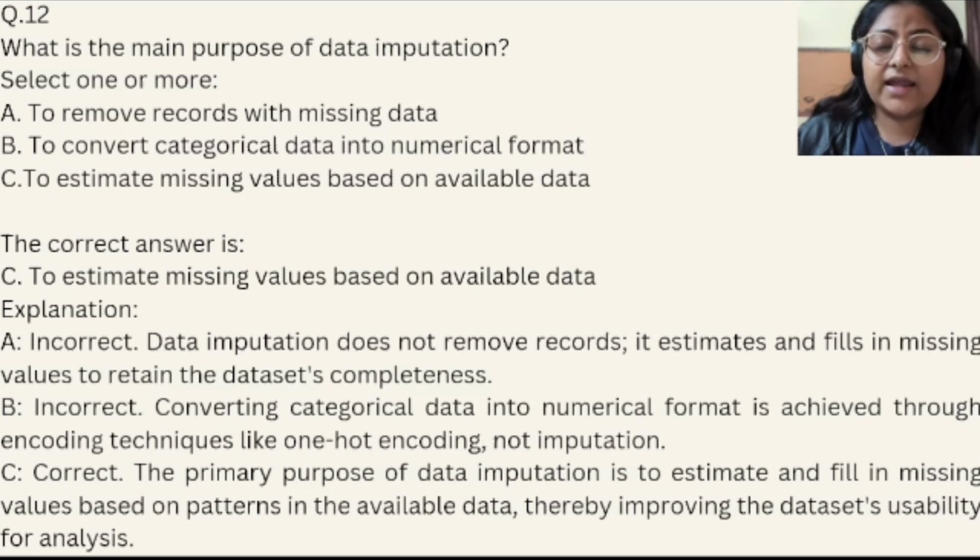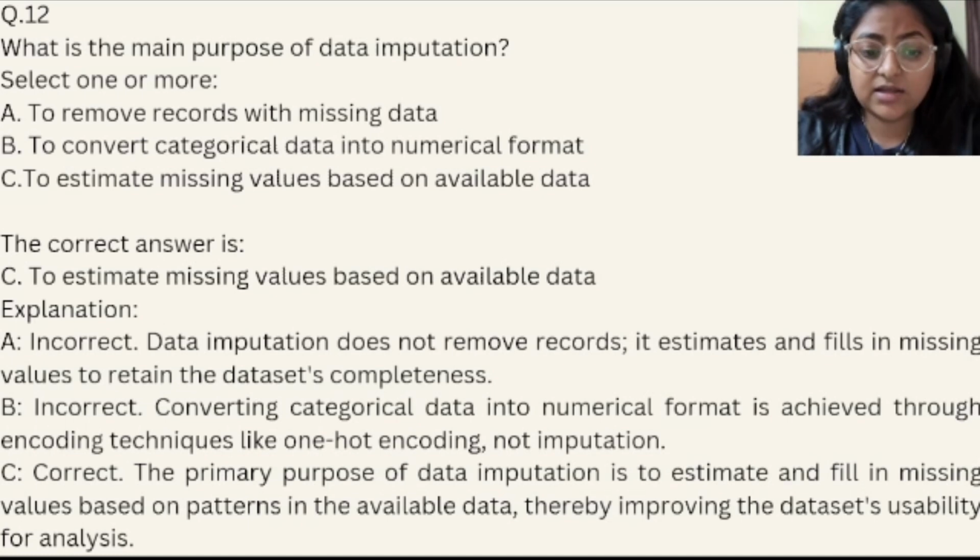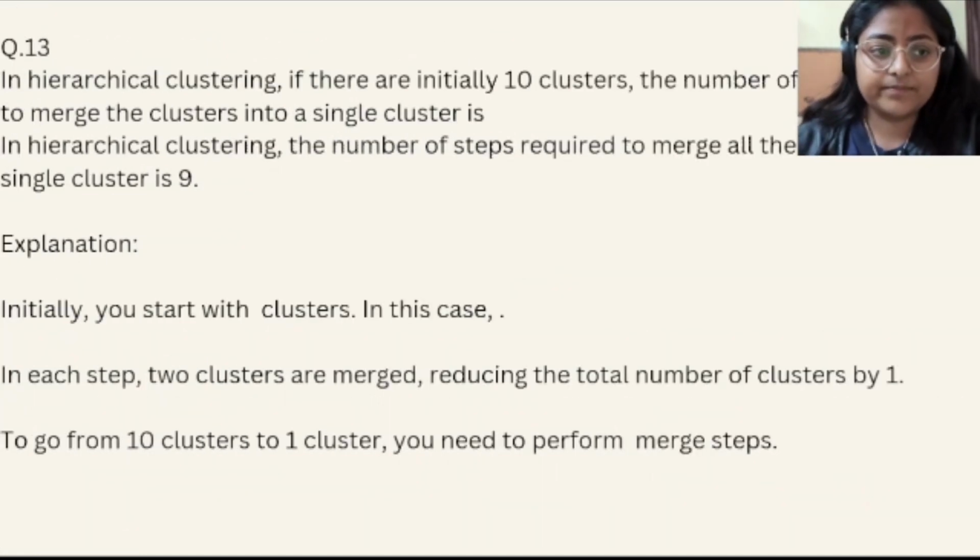Here, the correct answer would be C, to estimate missing values based on available data, because the primary purpose of data imputation is to estimate and fill the missing values based on patterns in the available data, thereby improving the dataset's usability for analysis. Option C would be the best fit.